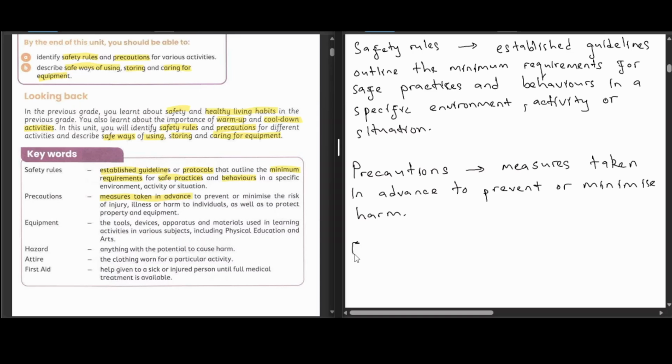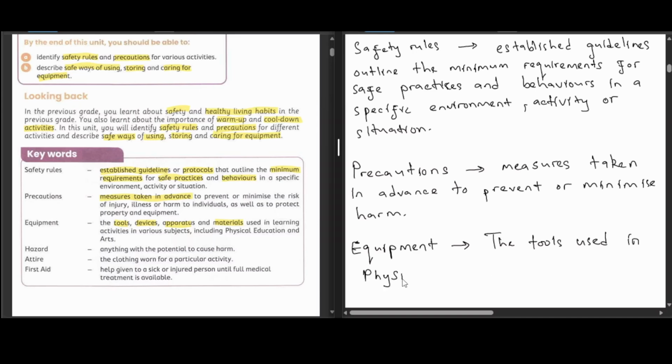What about equipment? Kana chitaura takareruka tinoti maturusi, that's equipment. So equipment is the tools used, and maturusi, they can be devices, they can be apparatus and materials. So these are the tools used. Let us just call them tools. But what are they used for? In learning activities in various subjects, including physical education and arts. Saka, simply put, equipment are the tools used in physical activities.